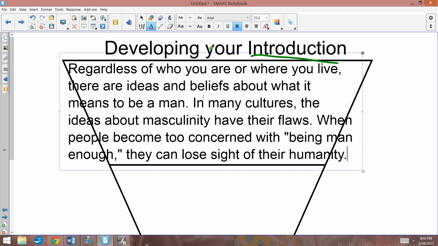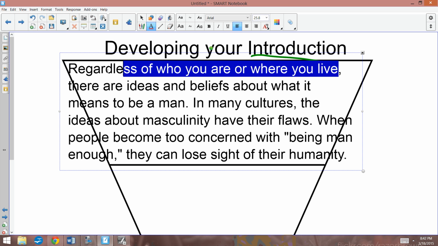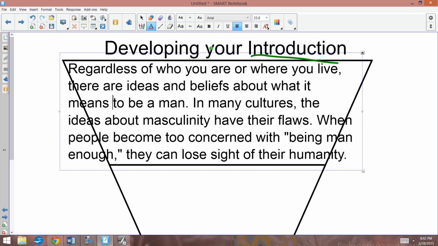So I started off talking about the world, regardless of who you are or where you live. And I'm talking about my really broad topic, which is what it means to be a man. Right? I didn't get specific yet. And I add a little bit more about where I'm going with this.